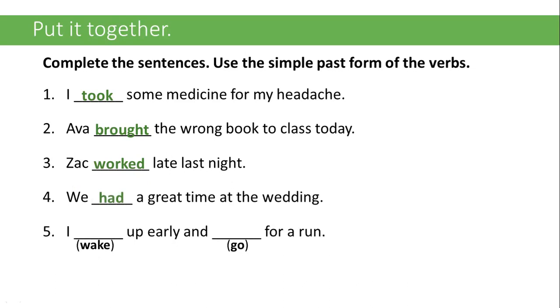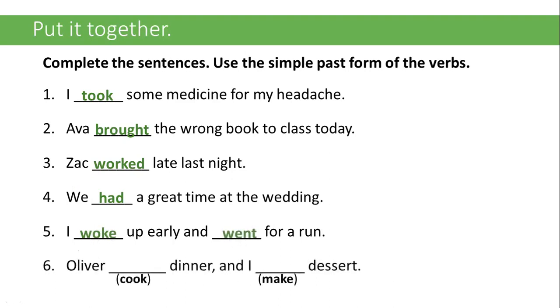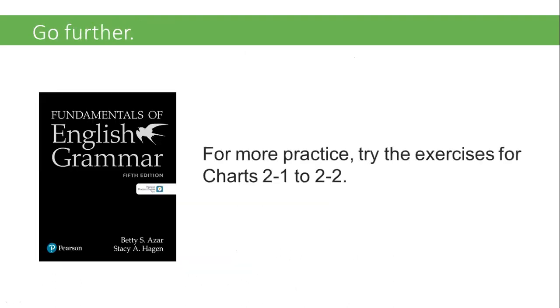I blah blah up early and blah blah for a run. Wake. What is the second verb of wake? Woke. And then go? When? Yeah. And the last, Oliver, dinner, and I. Okay, yeah, cooked and made.